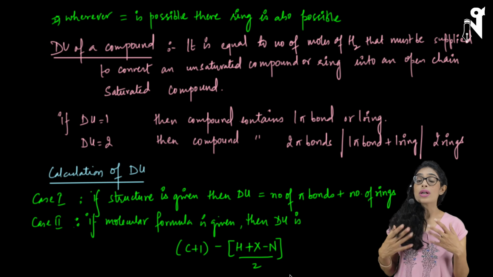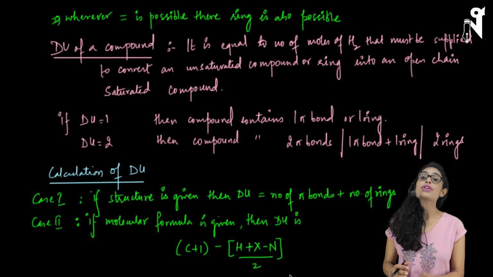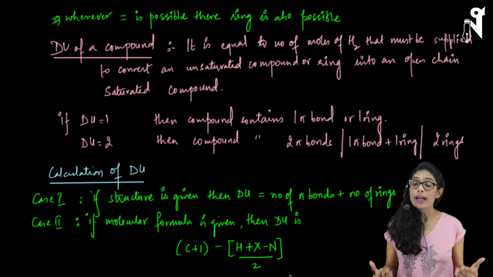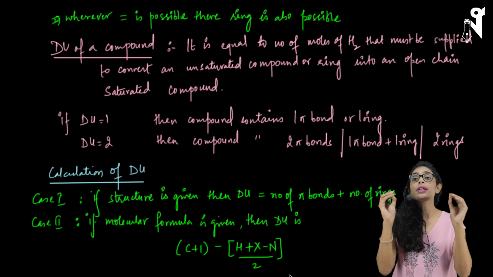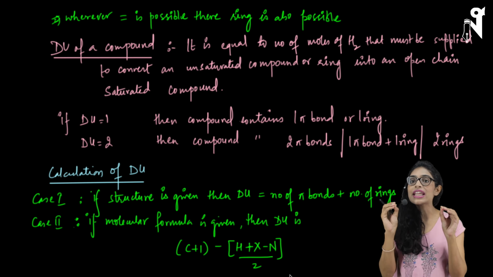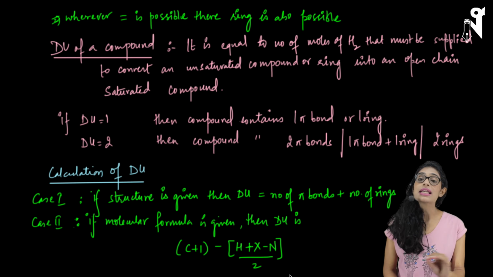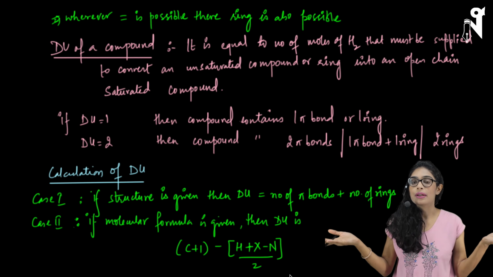So we have understood what unsaturation means, how unsaturation comes into the molecule. Wherever the deficiency of hydrogen is there, there will be an unsaturation in the form of a pi bond or in the form of a ring. So how do we define the degree of unsaturation of a compound? It is basically how many moles of H2 you have to supply to any unsaturated compound or the ring structure so that that compound can become an open-ended alkane.